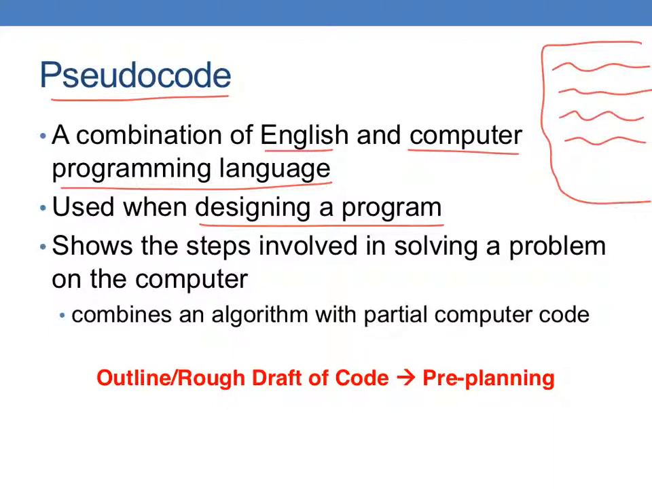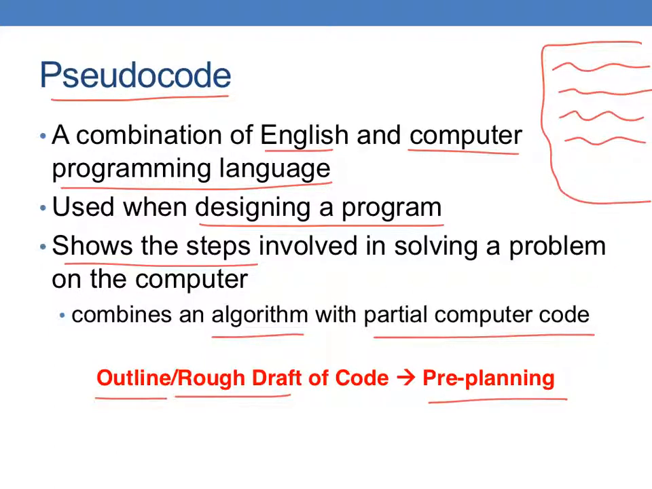Basically, all pseudocode does is it's a quicker way than writing exact computer programming language code. It's a quicker way to just show the steps that are involved in actually solving that computer science problem. And what this does is it combines your algorithm that you're trying to solve, that step-by-step process, with some partial computer code. And as you start to program more and more and more, pseudocode is something that if you write out an outline or a rough draft on a separate sheet of paper, that pre-planning is really going to help you to be a more successful coder.